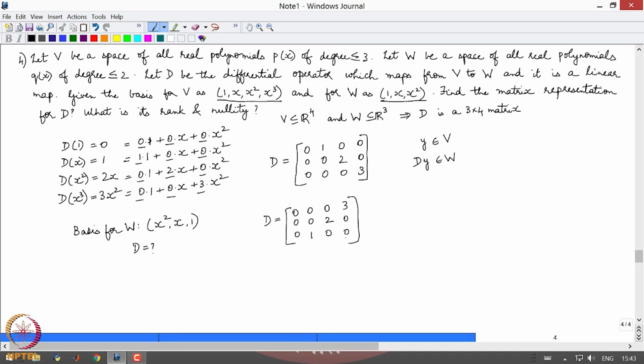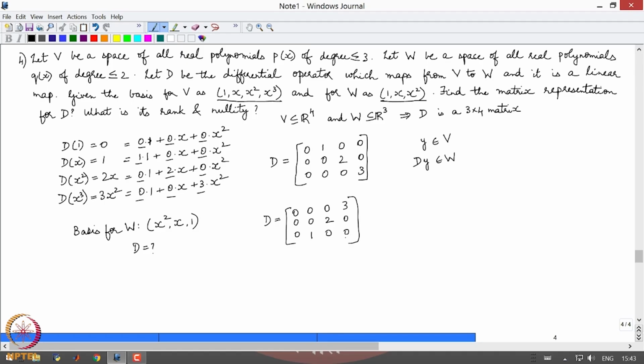So, as you see, depending not just on the basis, but even on the order of the basis, the matrix representation that you get for a linear map actually changes. This is to be very much noted and observed while dealing with linear maps and a given basis.